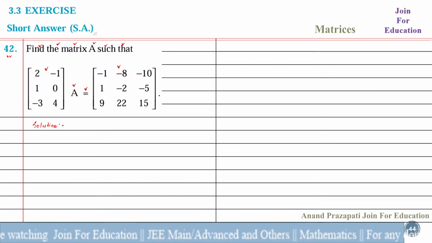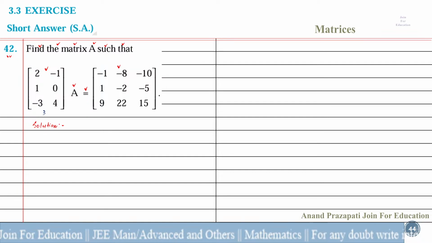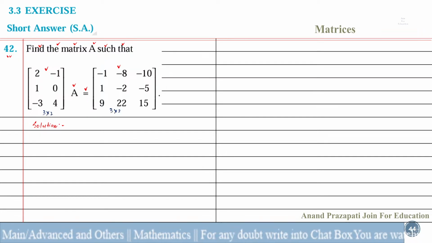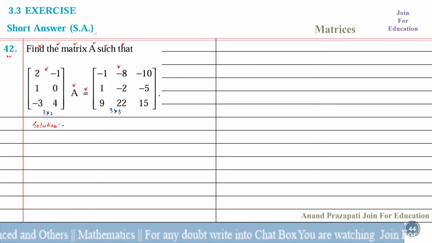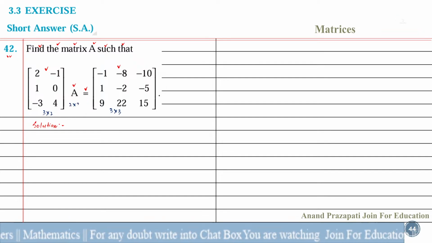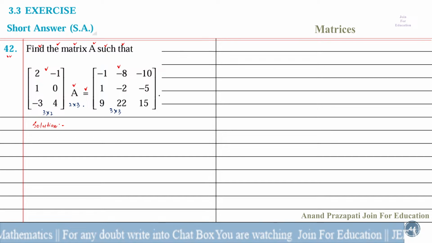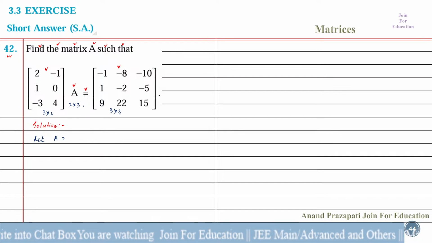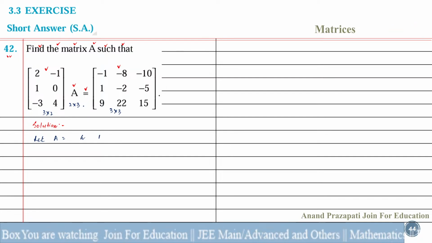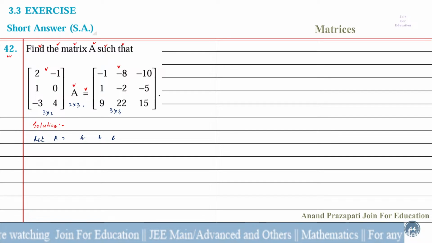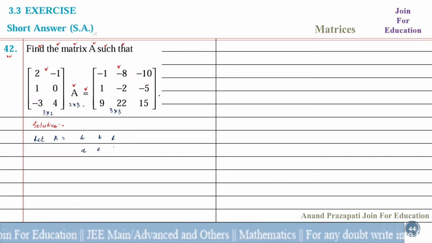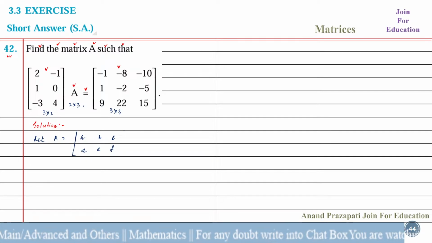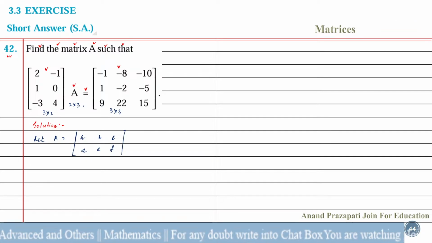From the question it is clear that the order of this matrix is 3 by 2 and the order of this matrix is 3 by 3. Therefore the order of this matrix should be 2 by 3. So let matrix A equal to [a, b, c; d, e, f]. The order of the matrix A is 2 by 3.